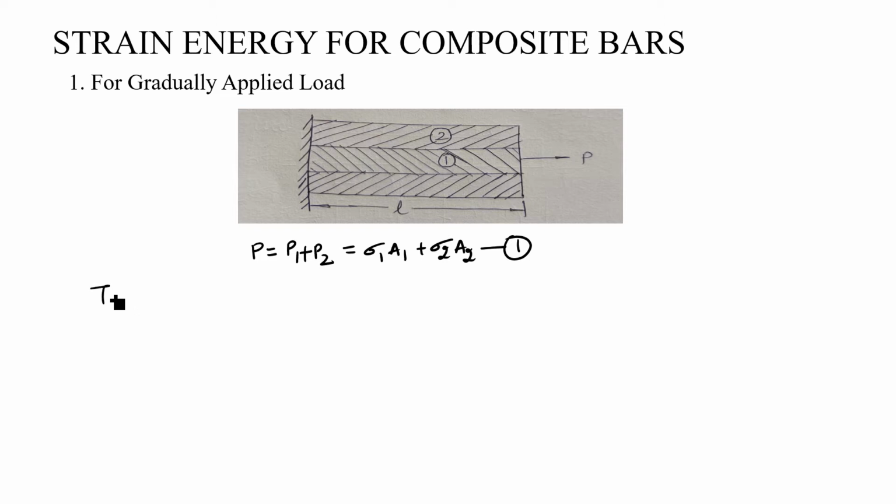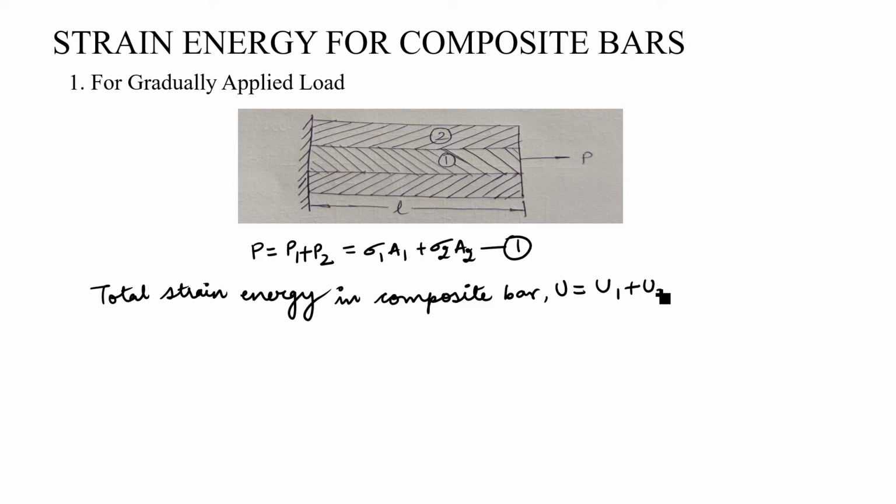Now let's talk about the total strain energy on the body. Let me call it U. This will be U1 plus U2, which is the strain energy of body 1 plus the strain energy of body 2. So when I write the formula of U, as we already know, it is sigma square AL upon 2E. Now when I am talking about the first bar, let me write this as sigma 1 square, area as A1 and E as E1. When I talk about the second body, this will be sigma 2 square A2 L upon 2E2. Now this is another formula which I am going to use when I am solving the numericals. So this is the formula for strain energy.